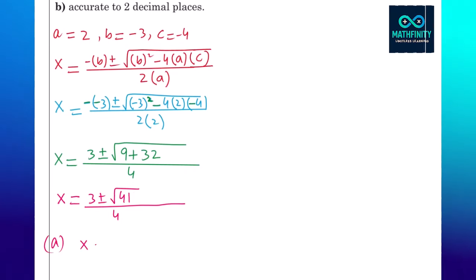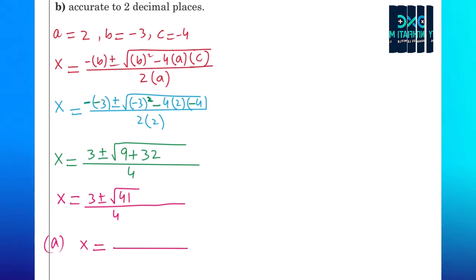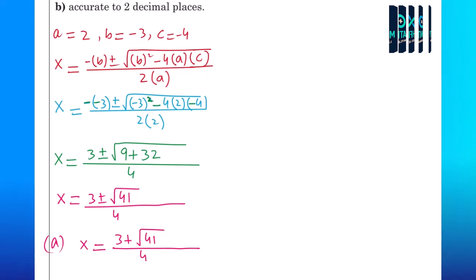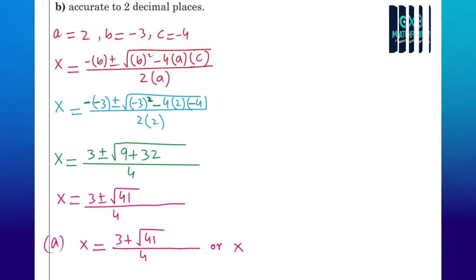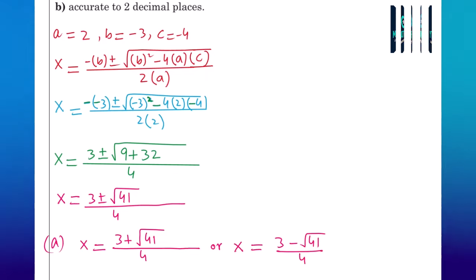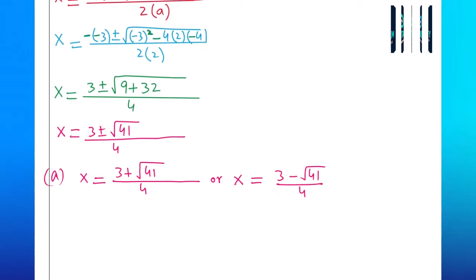You can write x is equal to 1 times positive, 1 times negative, 3 plus 41 over 4, or x is equal to 3 minus 41 over 4. This is the A part. Now you have to use a calculator to give the answer to the B part.